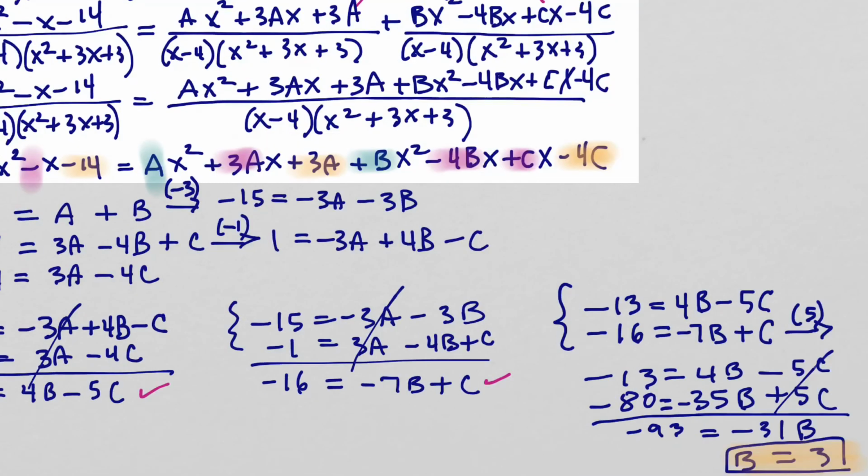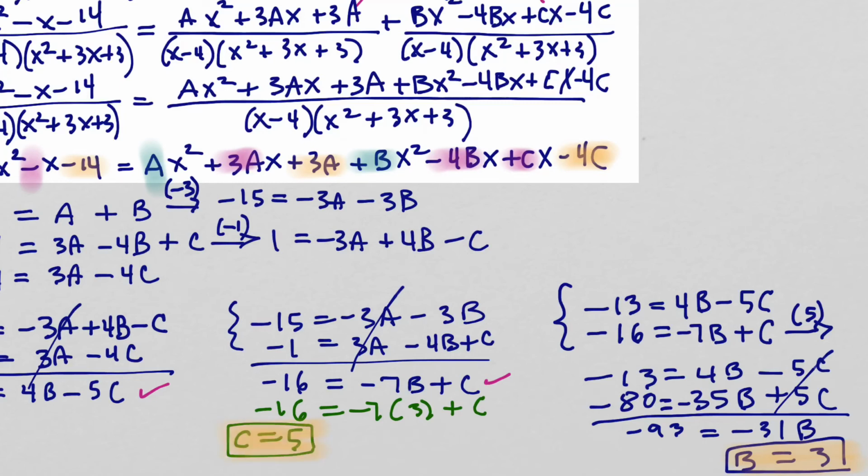So now let's go back over to this equation where we can put in that 3 right here and solve for C. So let's do that in green. So that's negative 16 is equal to negative 21 plus C. Negative 16 plus 21 is 5. So C is equal to 5.